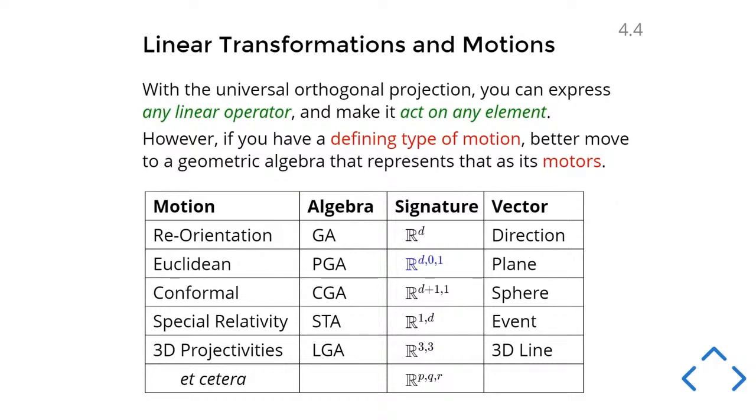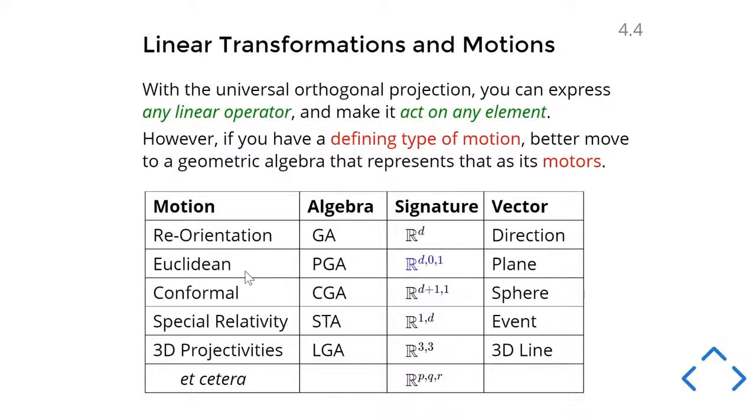So any linear operation is also available, but it is definitely a good habit that if you have a special set of motions that you're interested in, in our case the Euclidean motions, you go to an algebra in which these motions become motors, these exponentials of bivectors. And that automatically has a consequence for the space that you're looking at.